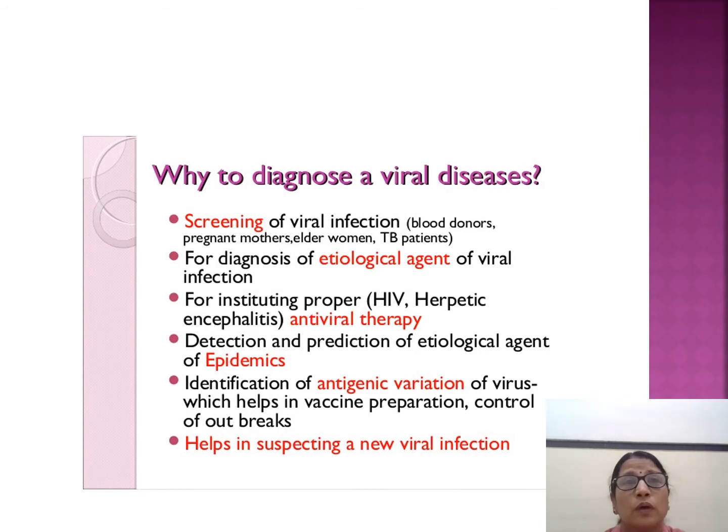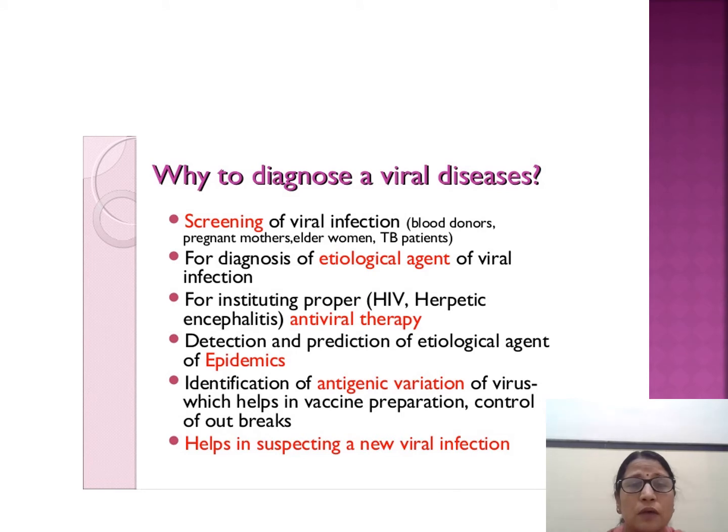We want to go for screening of various viral infections. For example, when blood donations are done, we have to see whether this blood is free from any kind of virus. So obviously we go for HIV testing, hepatitis B virus, HCV testing, then syphilis. Syphilis is a disease which is caused by bacteria. We test for that also because there are some diseases which are transmitted through blood, from donor to recipient.